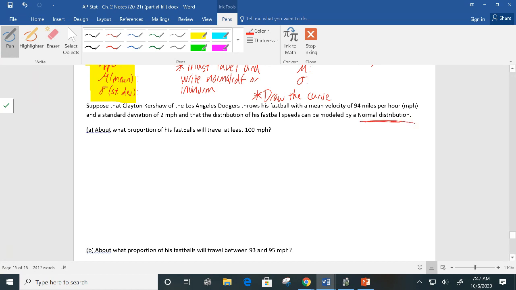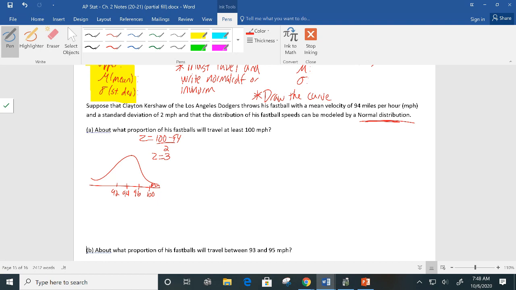So let's draw in a quick sketch. 94 is here. I know the standard deviation is 2. And I'm looking for at least 100. So I'm looking for this tiny area right in here. Now, could I do this by hand? Sure, I definitely could. I could find the z-score, 100 minus 94 over 2, get a z-score of 3, look it up in our standard normal table, then do 1 minus that. But you'll see that this is a lot quicker method than doing it that way.